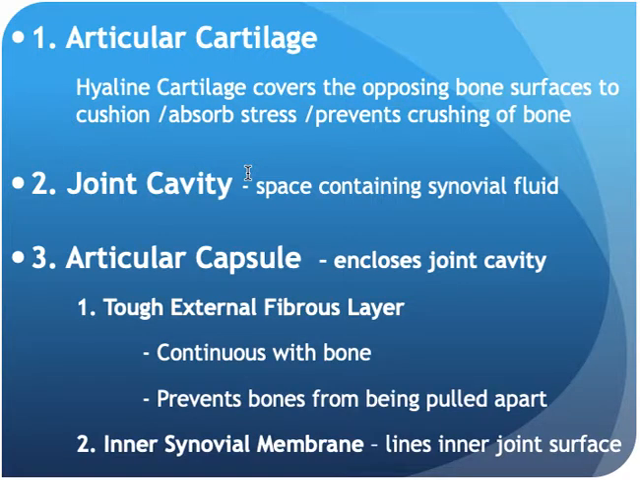You are also going to have a joint cavity. This is the space containing the synovial fluid, and we'll come back to a picture here in a second. We're also going to get an articular capsule, or joint capsule. This is the part that encloses the joint cavity. It has a tough external fibrous layer, continuous with the bone, that prevents the bones from being pulled apart. Then we have the inner synovial membrane, which lines the inner joint surface.